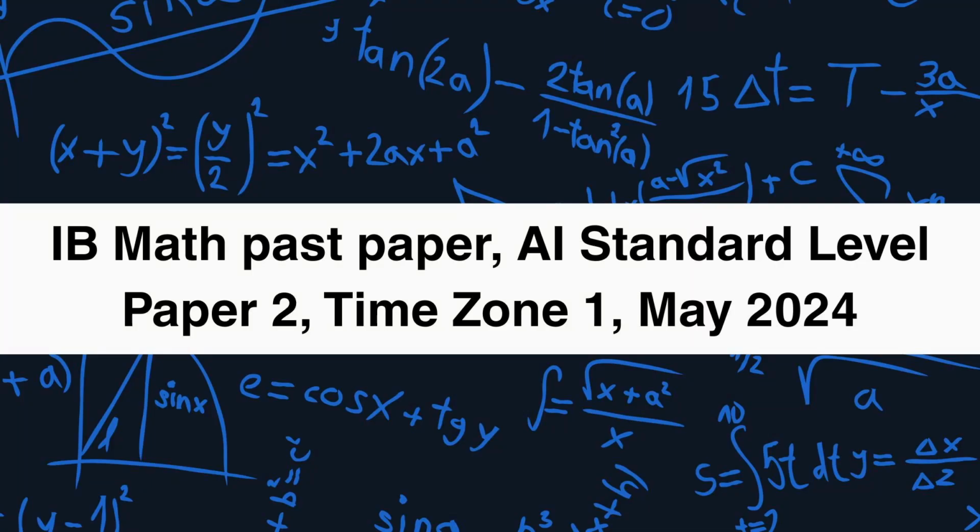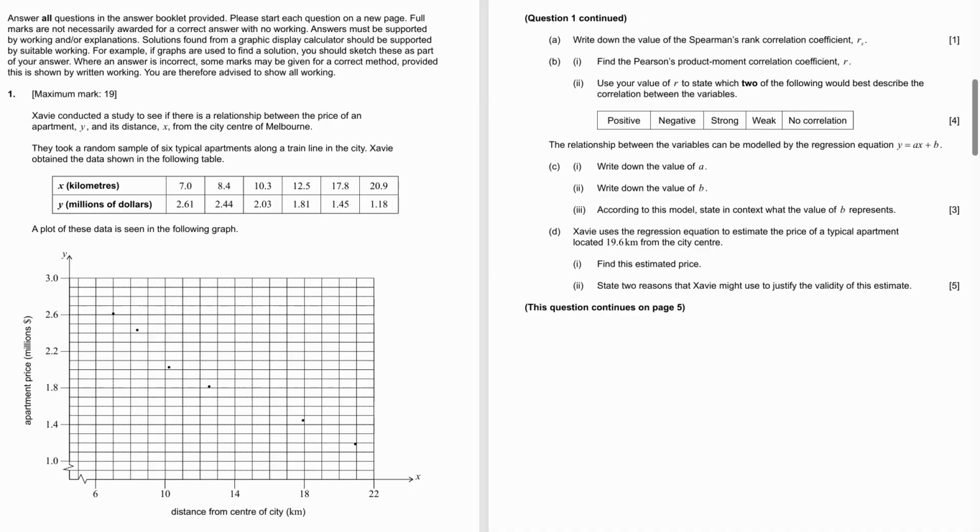IB AI SL, Limestone 1, Paper 2, May 2024. Question 1. We let y be the price of an apartment and x be the distance from the city center. We are given 6 data points. Most parts of this question can be solved by entering the data into the calculator.